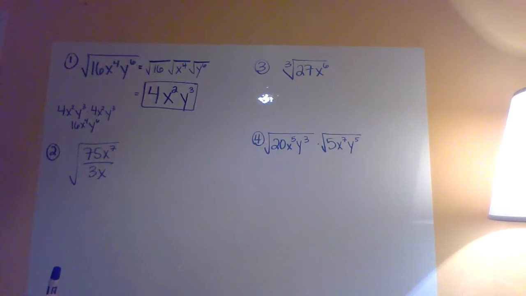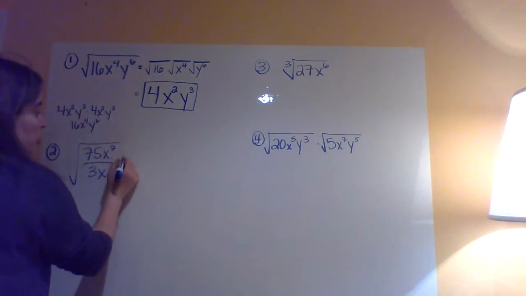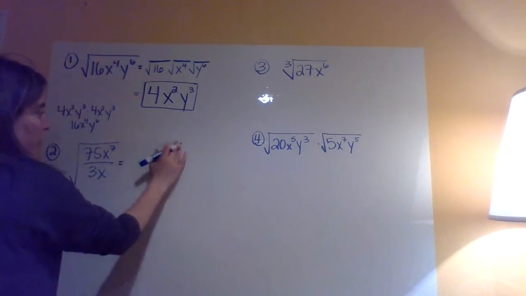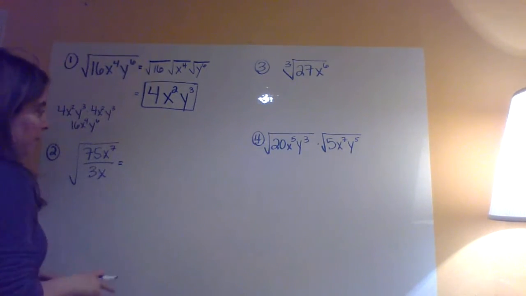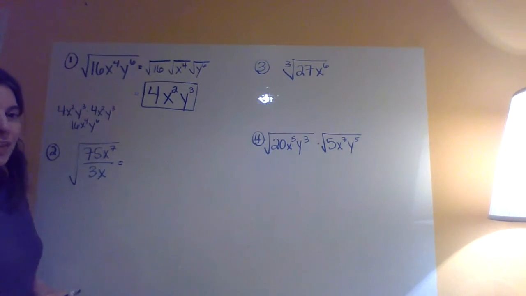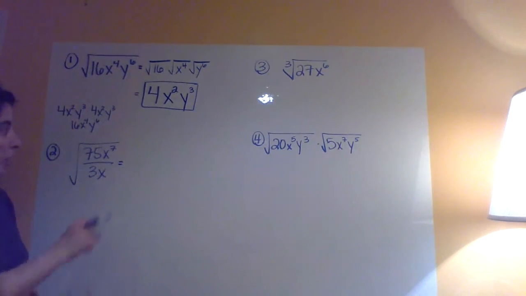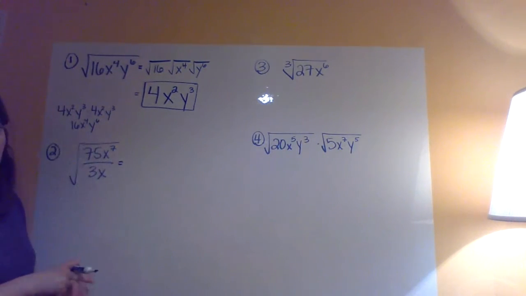Okay, let's look at number 2. So now I have an example of the quotient property. So I could do one of two things. I could break this apart into 2 square roots and have square root of 75x to the 7th on top, square root of 3x on the bottom. The trouble is, if you think about that, 75 is not a perfect square. X to the 7th is not going to be a perfect square because 7 can't be divided by 2 and get an integer. 3 is not a perfect square, and x to the 1st is not a perfect square. So that really doesn't help us at all.